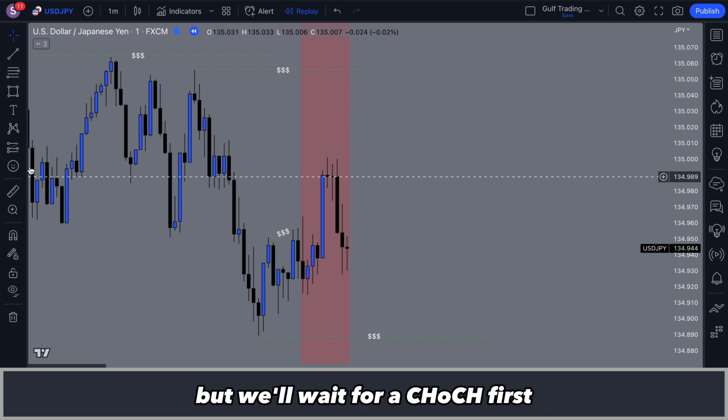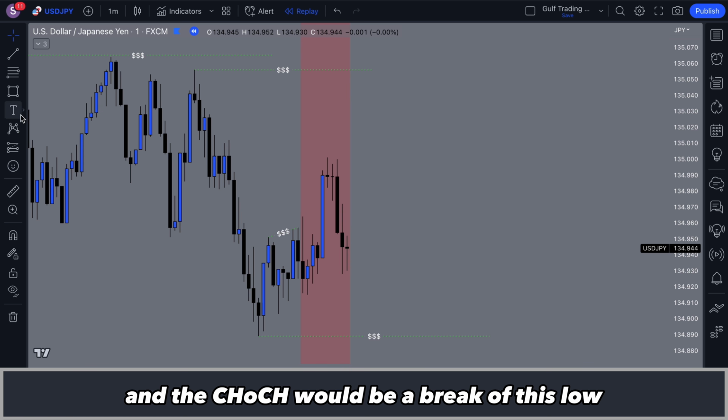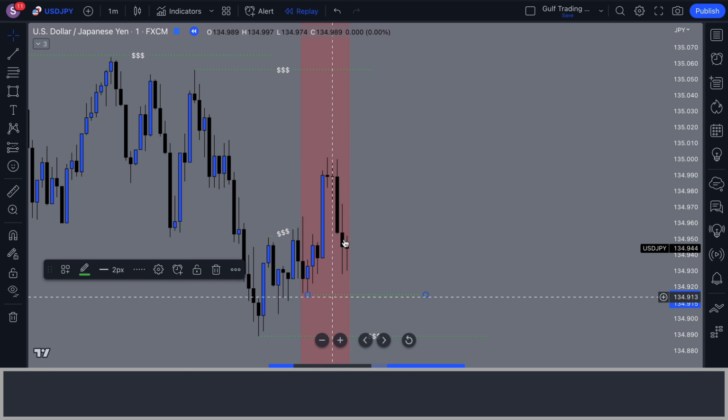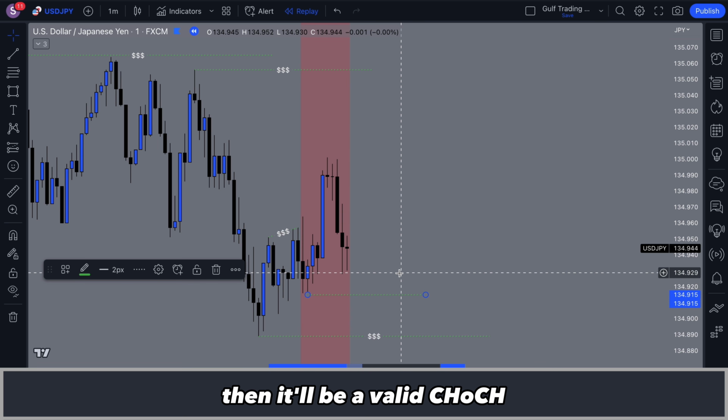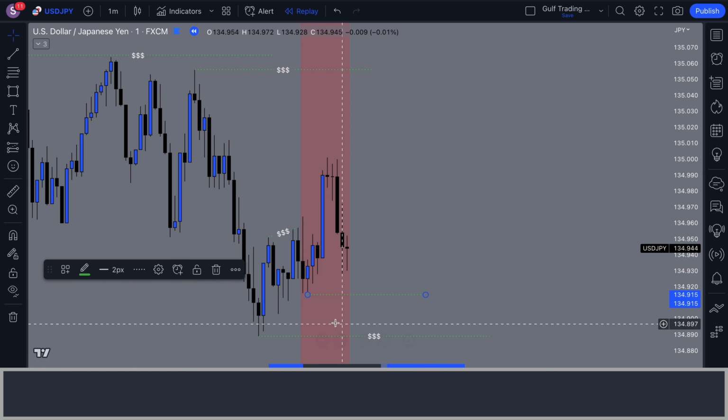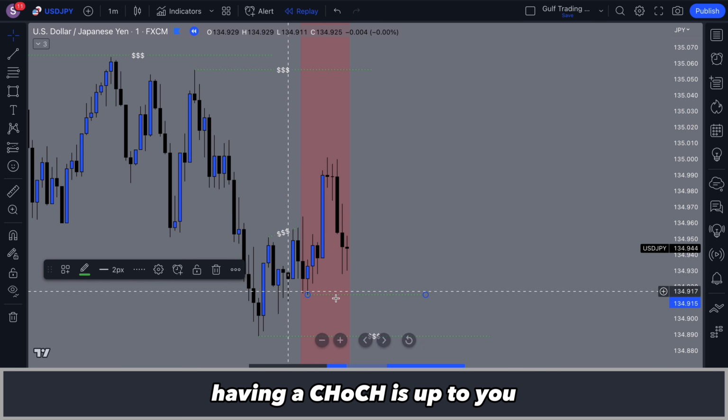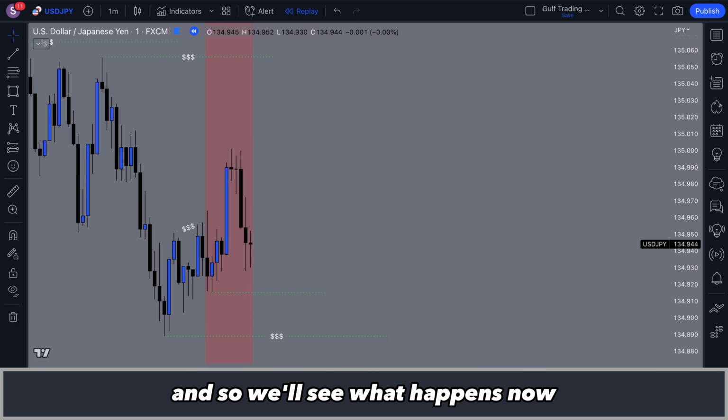You see this zone, but we'll wait for a change of character first if we get it. And the change of character would be a break of this low. So if we get a break below there, then it will be a valid change of character. Even though this market structure can be a bit choppy, whether you want to call it a change of character is up to you. And so we'll see what happens now.